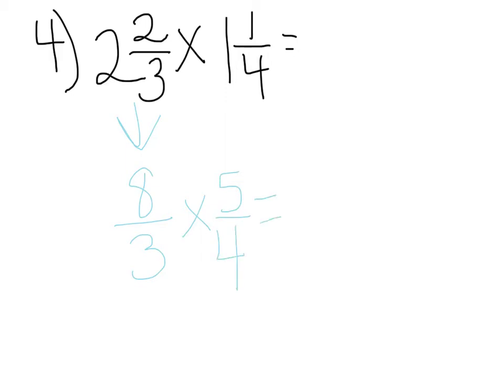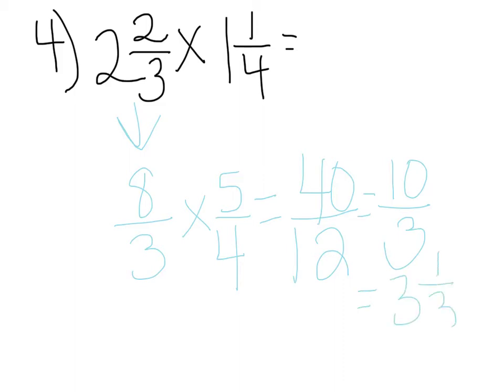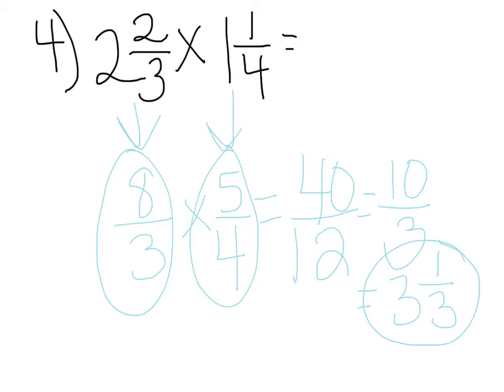Now I'm just going to multiply my fractions normally. 8 times 5 is 40, 3 times 4 is 12. Okay, I can simplify this by dividing by 4. 40 divided by 4 is 10, and 12 divided by 4 is 3. Now this is improper, so we have to make it into a mixed number. 3 goes into 10 3 times, with 1 out of 3 left over. So your answer is 3 and 1/3. So remember, when you're multiplying mixed numbers, to always change them to their improper fractions first, and then multiply normally.